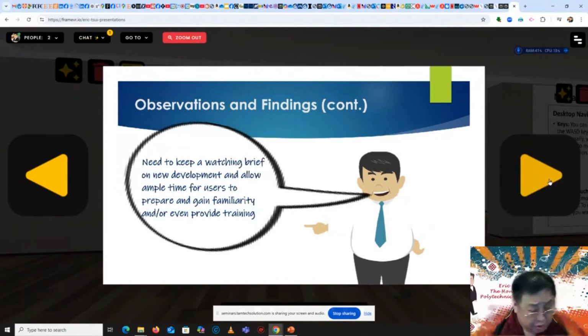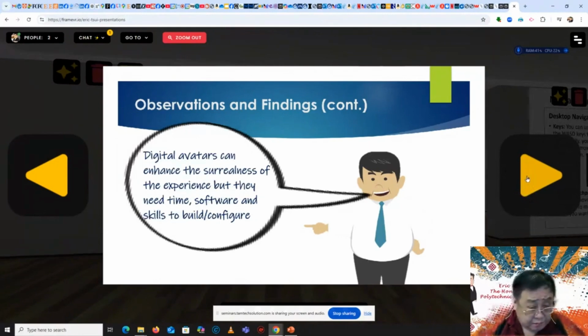We need to keep a watching brief still. The metaverse is advancing very rapidly, day by day. We need to keep a watching brief of any new development of metaverse, not just Frame VR, but others as well, and allow ample time for users to prepare and gain familiarity, right? There are a lot of technologies in it. We cannot assume even technical users would know everything immediately. We need to prepare for them. We need to consider whether we need to run a training session.